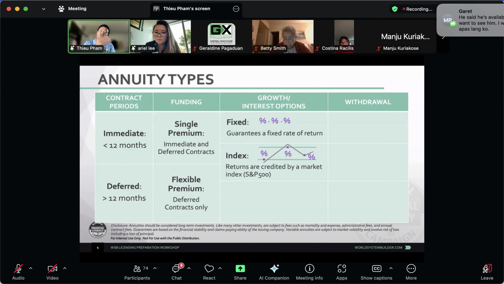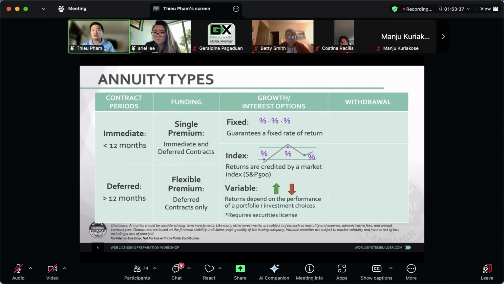Okay. If you attend the insurance workshop, we have the IUL. It talks about a floor of 0 or 0.75 and then a cap of 13.25. And then the last type is going to be variable.